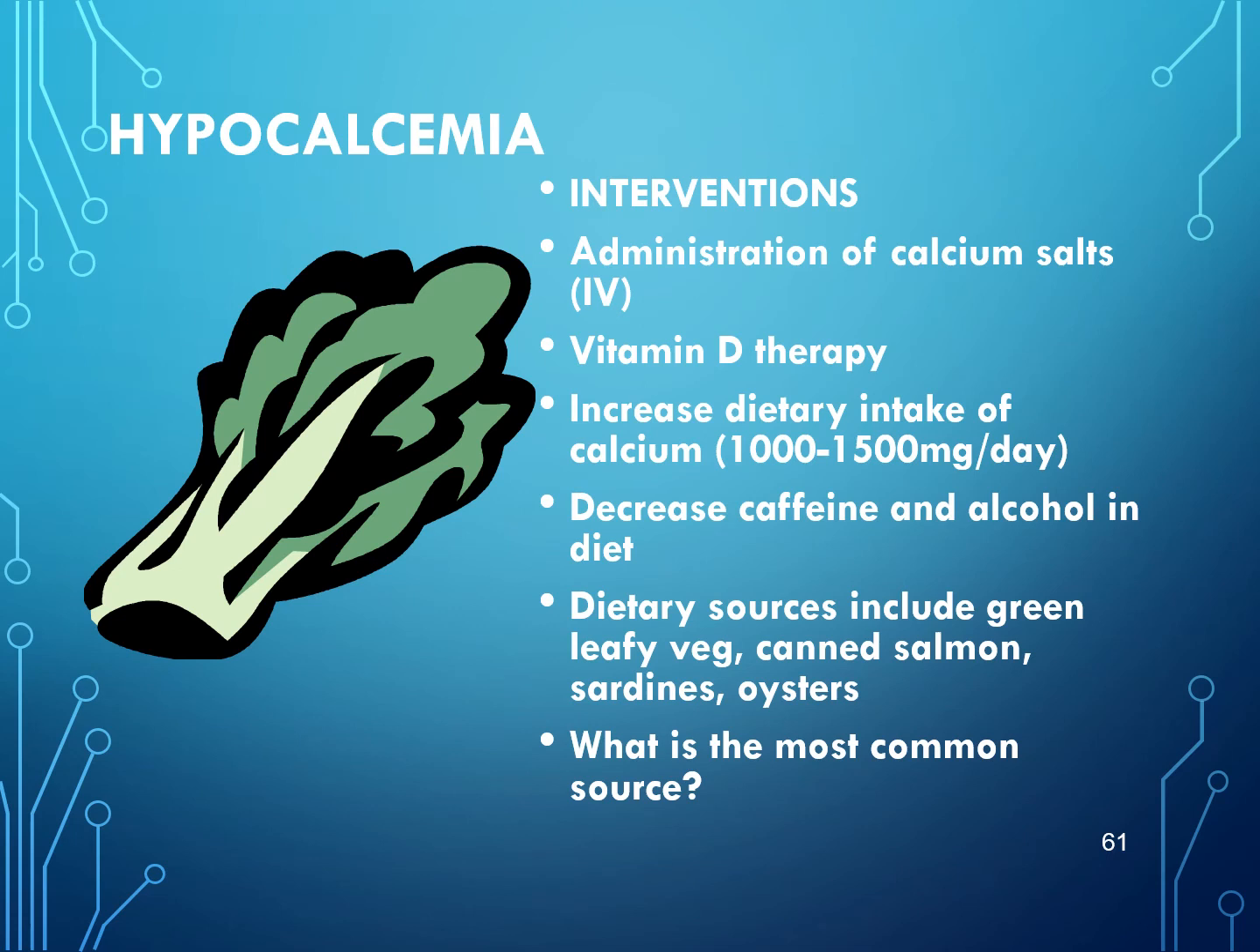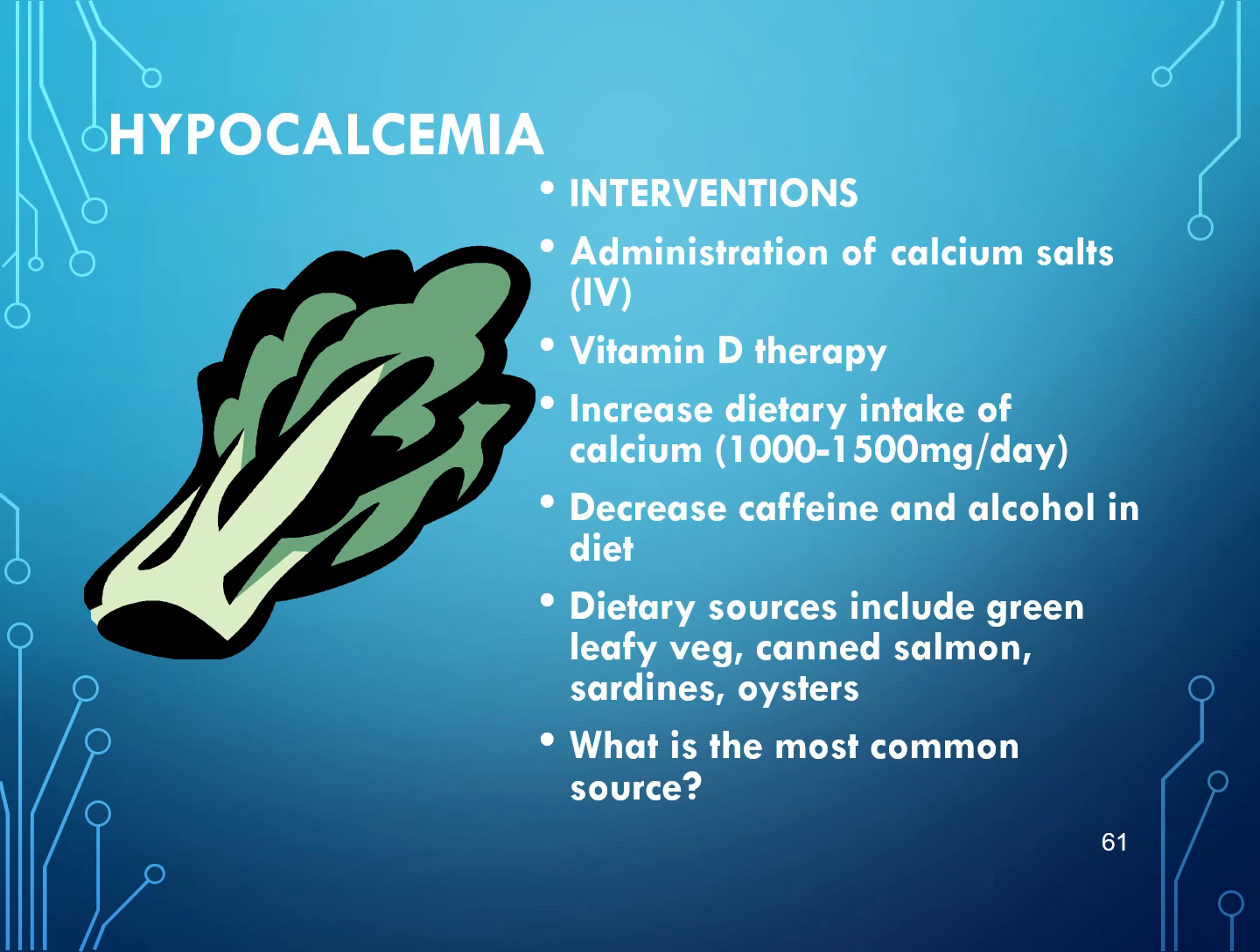Okay, so we have a client with hypocalcemia. What are we going to do about it? What are our interventions? We're not just going to leave them like that. So we have the administration of calcium salts. This is where it becomes very important to identify your different types of calcium that we can give IV. The first one is calcium gluconate, and this is the most common one that would be given.